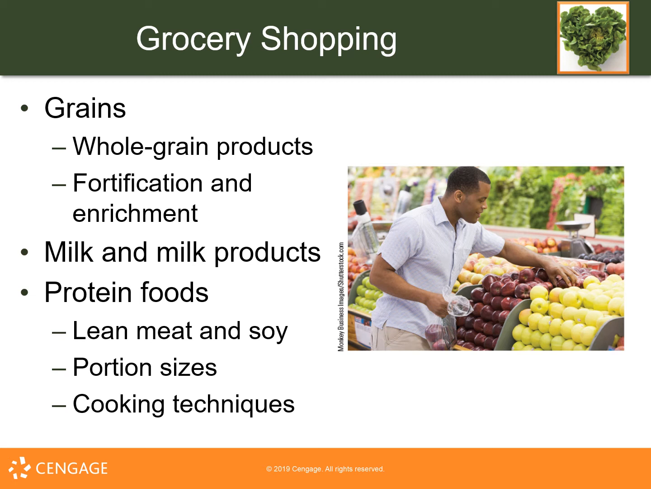For milk and milk products, you want to remember to look for lower fat options and avoid ones that are higher in sugar. Things like chocolate milk or kids yogurt tend to be very high in sugar. Protein foods, so lean meats and soy. You want to be mindful of your portion sizes. And when it comes to protein foods and your cooking techniques, like with your meat and seafood options, you just want to make sure you prepare the food adequately. You want to make sure it's cooked to the right temperatures. This way you don't get any sort of foodborne illness. You can also prepare foods in different ways. You can bake them, grill them, broil, etc.